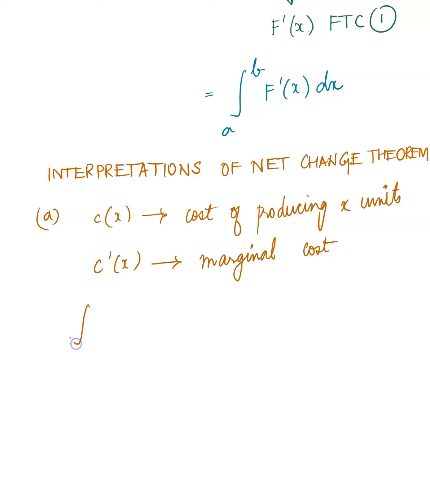And there, this very net change theorem would be rewritten to go from x1 to x2, right? X units. So x1 units to x2 units. The integral of C prime of x dx would give the cost of producing x2 units minus the cost of producing x1 units. That's how they will interpret this.